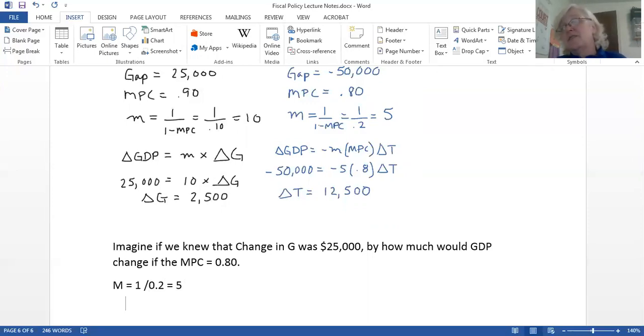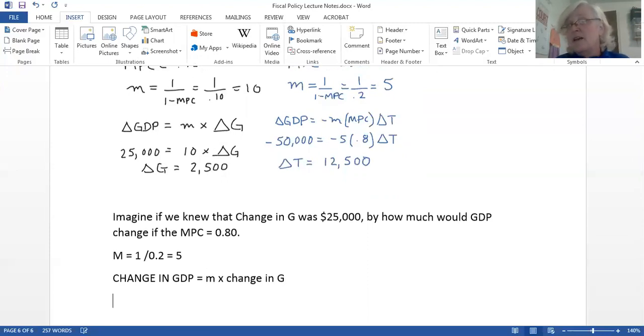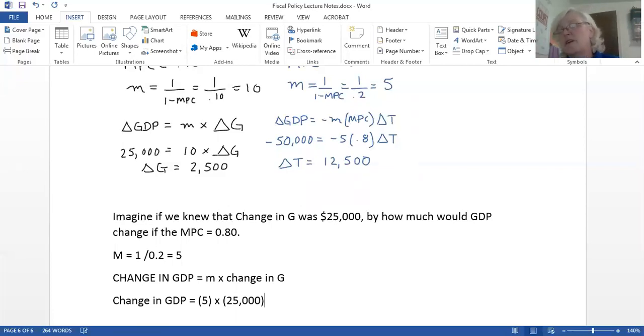I know these because I've done these enough. So my multiplier is 5. So now my formula is change in GDP is going to equal M times change in G. And so in this case, change in GDP is going to equal 5 times 25,000. They went out and they bought something for 25,000. What's the ultimate effect on GDP? Well, change in GDP is going to be 125,000.